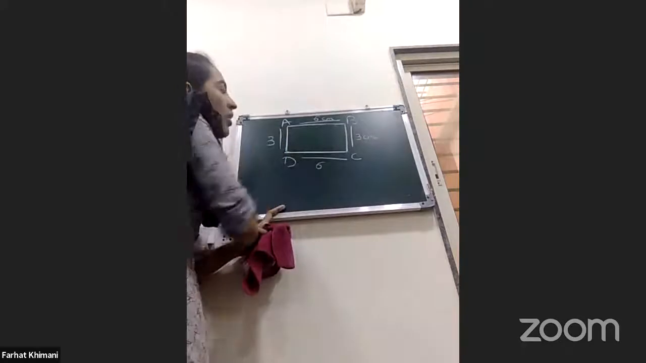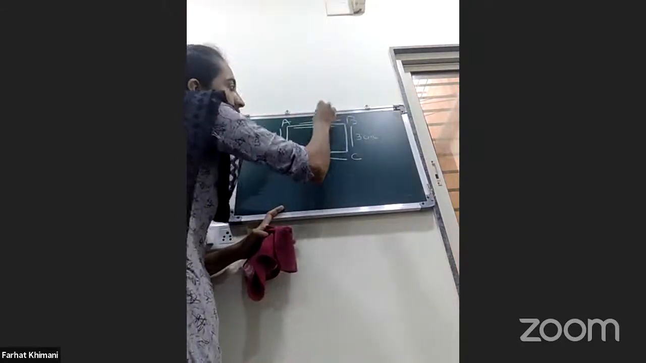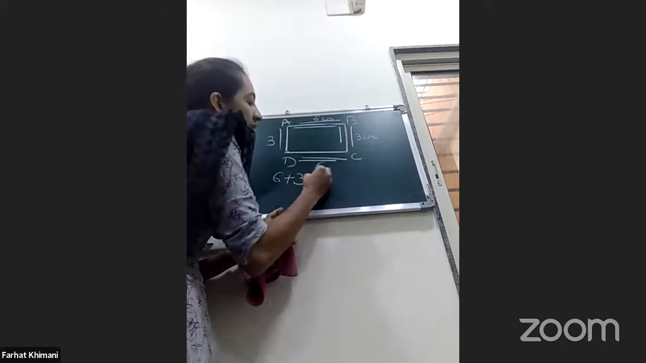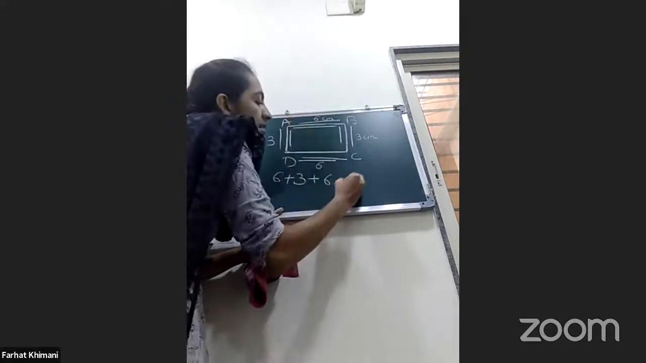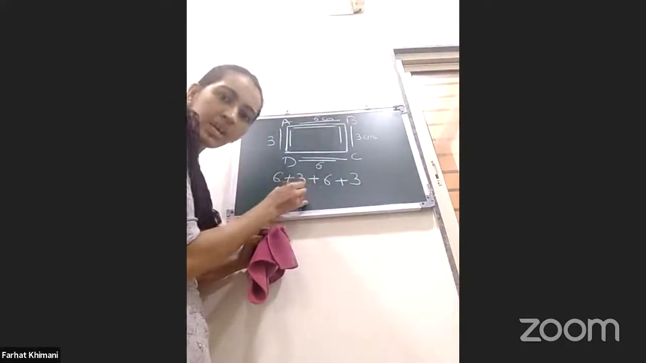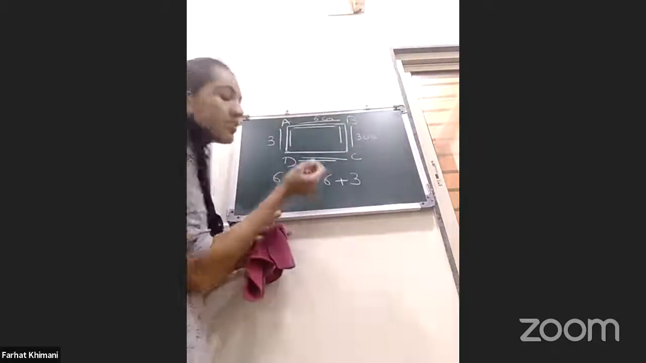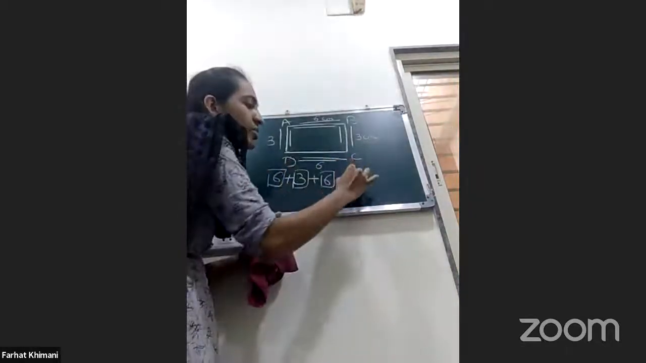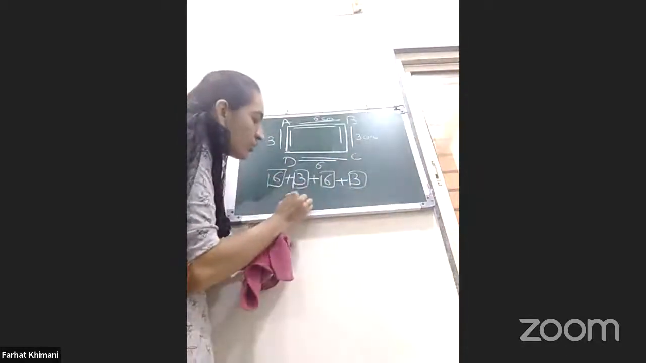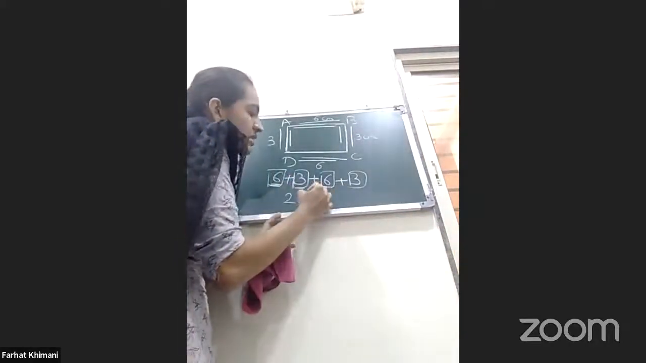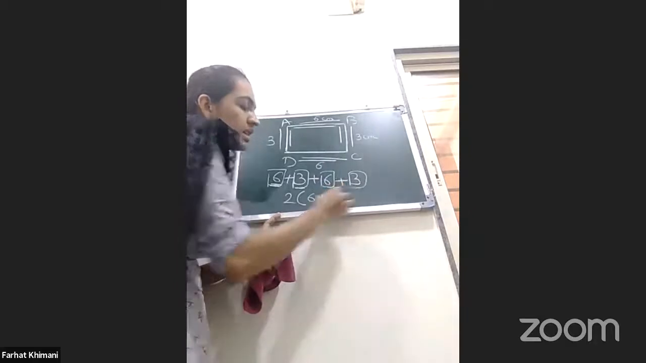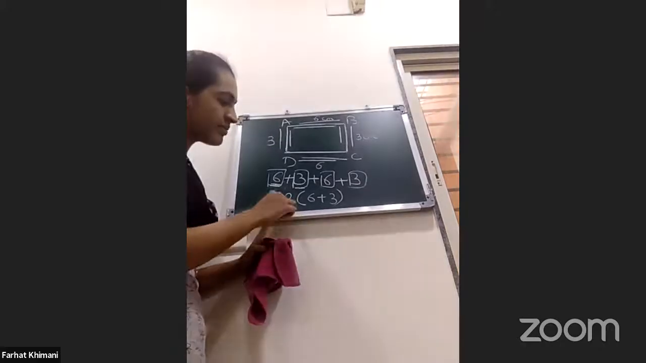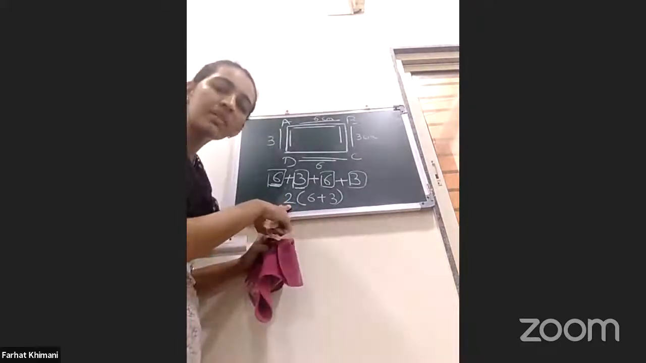So what we will do is add this side 6 plus this side 3 plus this side 6 plus this side 3. Now instead of adding 6 and 6 twice and 3 and 3 twice, we can say 2 multiplied by 6 plus 3. 6 plus 3 is 9. 9 twos are 18. Is everyone able to understand this?